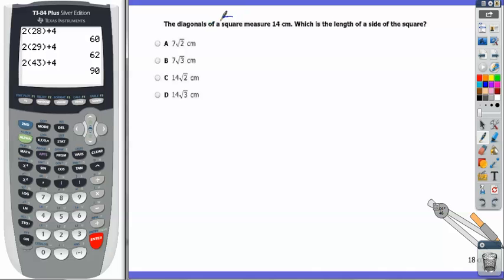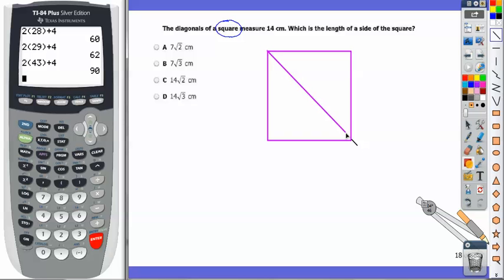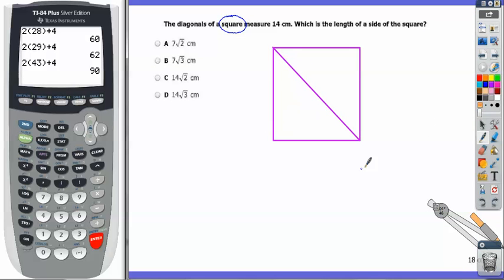The diagonals of a square. So I'm going to need to draw a square. I'm really bad at drawing these shapes, so I think I can actually get it over here. I have a square, and it talks about the diagonal of a square. So I'm going to go ahead and draw that in as well. So I have my square and my diagonal. It says the diagonal measures 14 centimeters. Well, what is the length of the sides? They're all the same, by the way, right? Because it's a square. Now, this is very similar to the problem we just did.